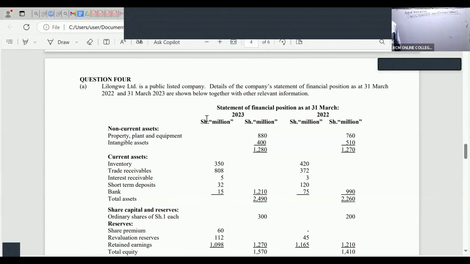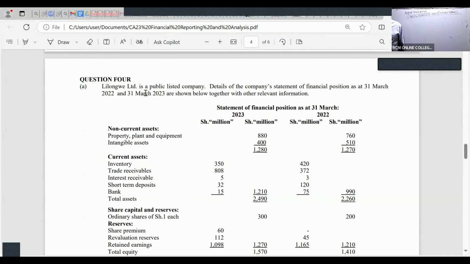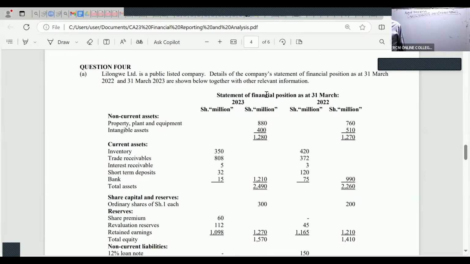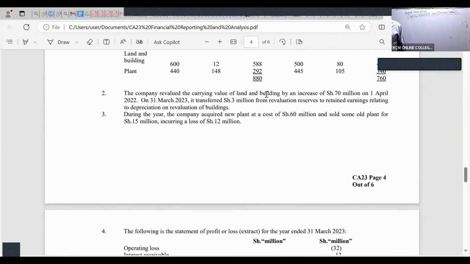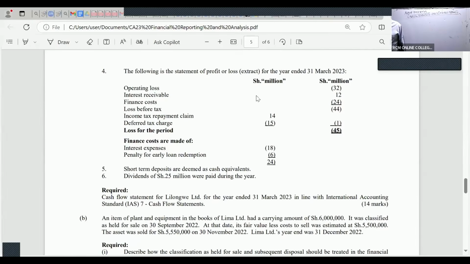Lilongwe Limited is a public listed company. Details of the company statement of financial position as of 31st March 2022 and 31st March 2023 are shown below together with other relevant information. So you can see at the end of the day, what do they want us to do, ladies and gentlemen? What they want us to do is to give them a cash flow statement for Lilongwe Limited for the year ended 31st March 2023 in line with International Accounting Standard 7, cash flow statements. So the examiner is silent.